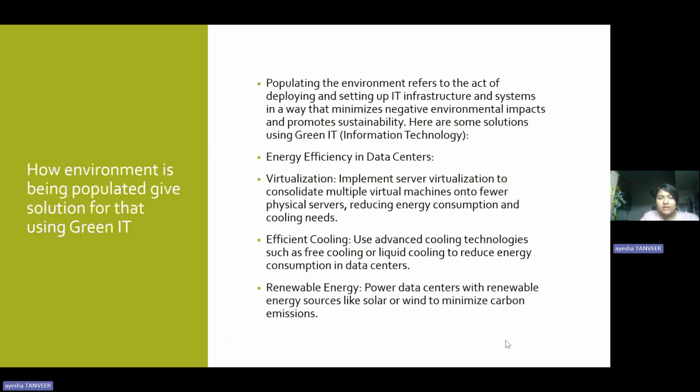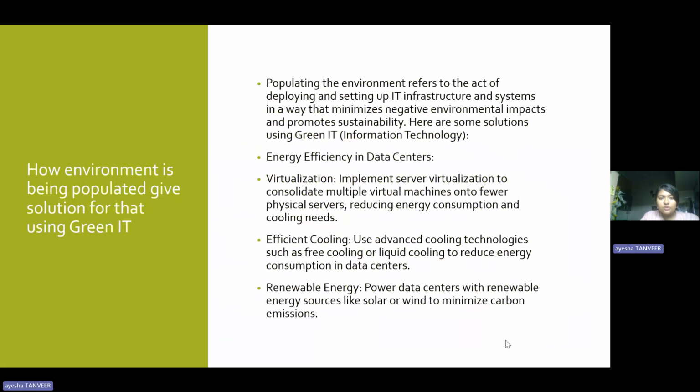Energy efficiency in data centers. Virtualization. Implement server virtualization to consolidate multiple virtual machines onto fewer physical servers, reducing energy consumption and cooling needs. Efficient cooling. Use advanced cooling technologies such as free cooling or liquid cooling to reduce energy consumption in data centers. Renewable energy. Power data centers with renewable energy sources like solar or wind to minimize carbon emissions.